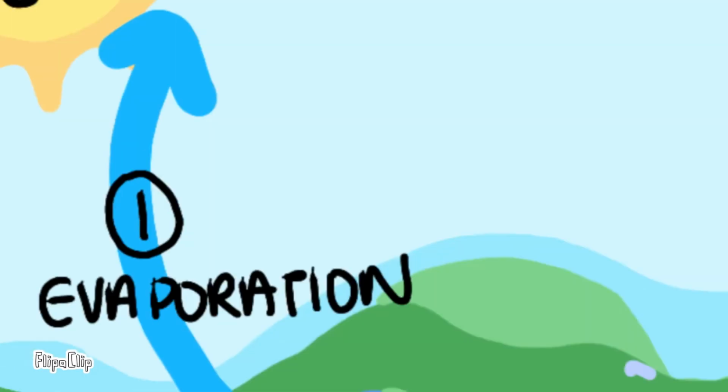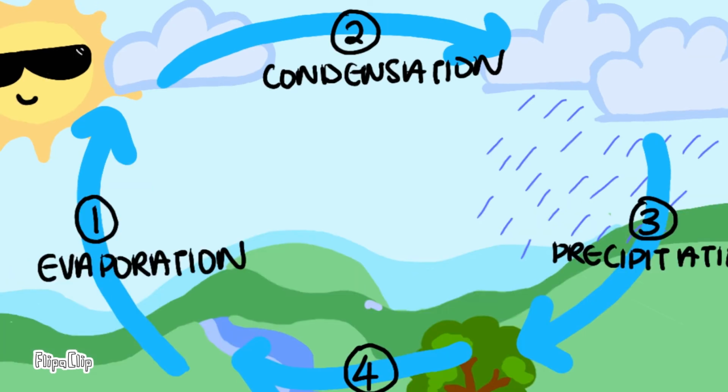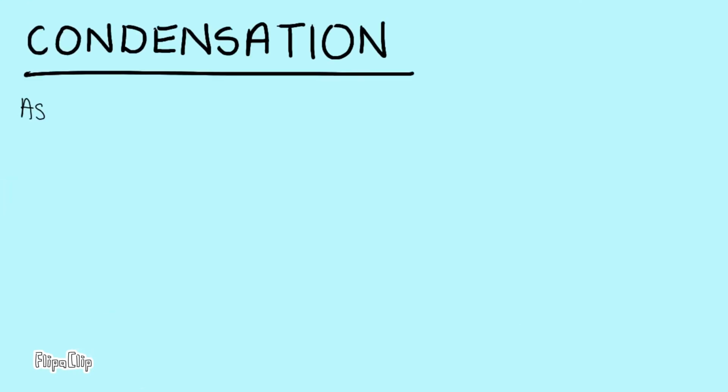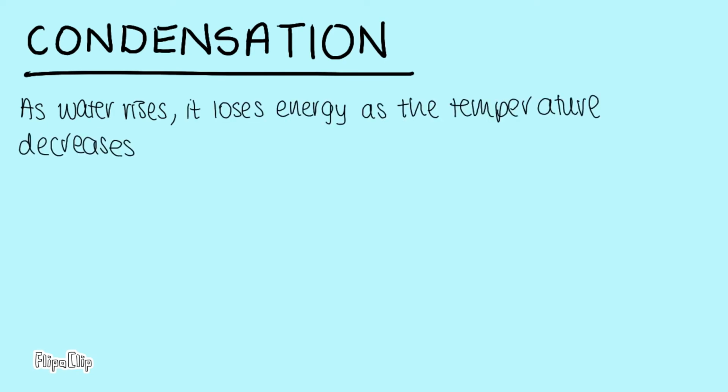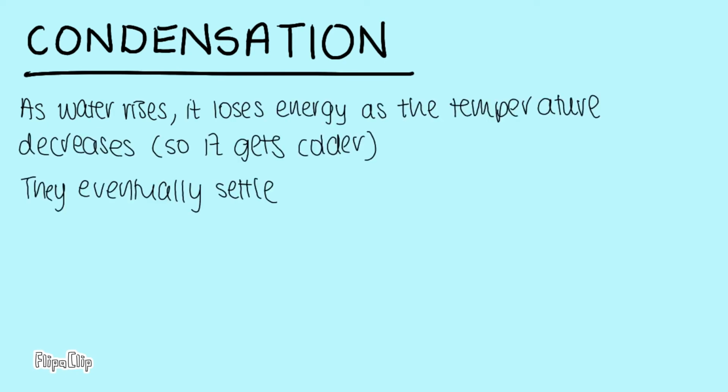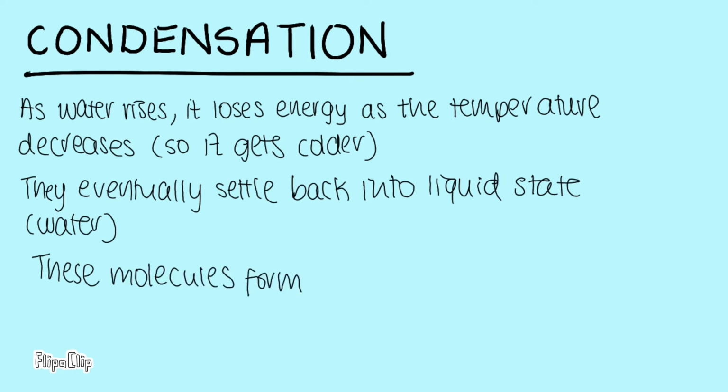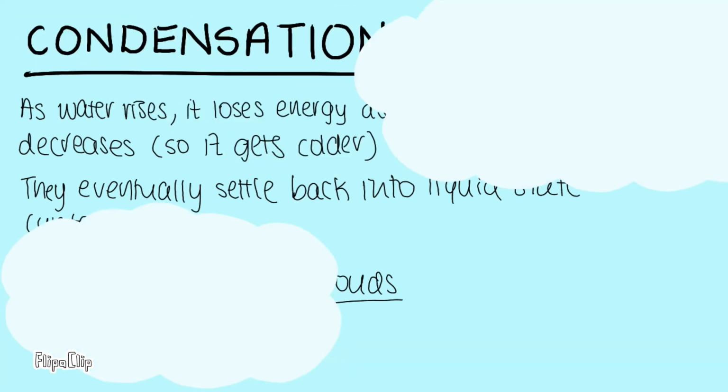As the molecules move higher and higher, the temperature decreases, meaning it gets really cold. When it gets cold, the water molecules lose their kinetic energy, so they don't move enough to be a gas. This means they change back into a liquid. Some molecules get so cold they turn into solid ice. These water molecules settle to form the big, fluffy clouds that you can see outside. Clouds help the third stage of the water cycle begin.